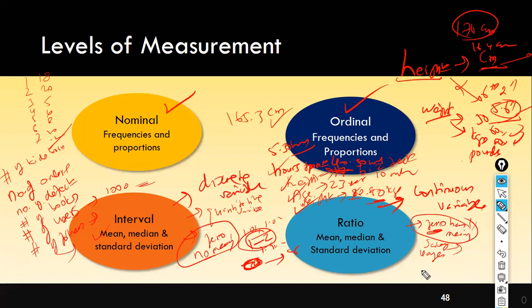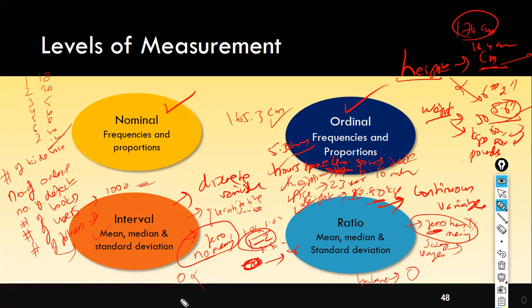For example, how much balance you have in your bank account. If you say zero, it makes sense. You need not have a balance in your account. Can a person have zero height? No, right? Here zero has no meaning, whereas here zero has meaning. If my account balance is zero, that has a meaning. Zero has a meaning in the case of ratio, and in the case of interval, zero has no meaning.